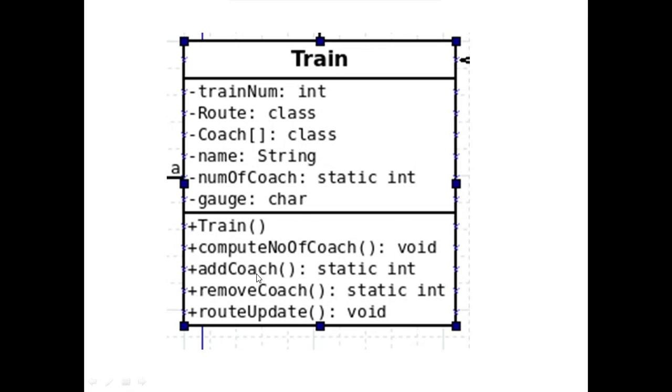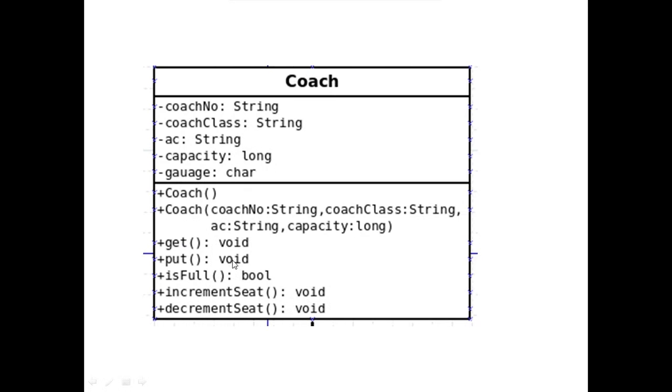And this add coach function is very, very important. This is what attaches a coach to a train. In this function, we check whether the gauge type of the train and the gauge type of the coach are the same. If it is the same, then only we add the coach to the train, otherwise we do not add it, right? Now this train class has to access the private data member gauge of the coach class, right?